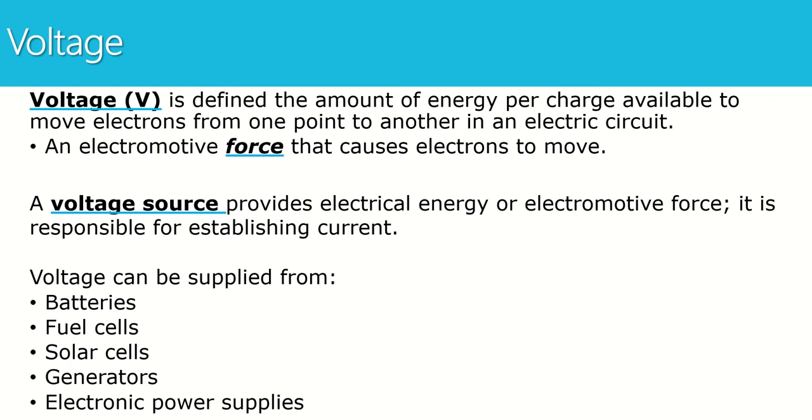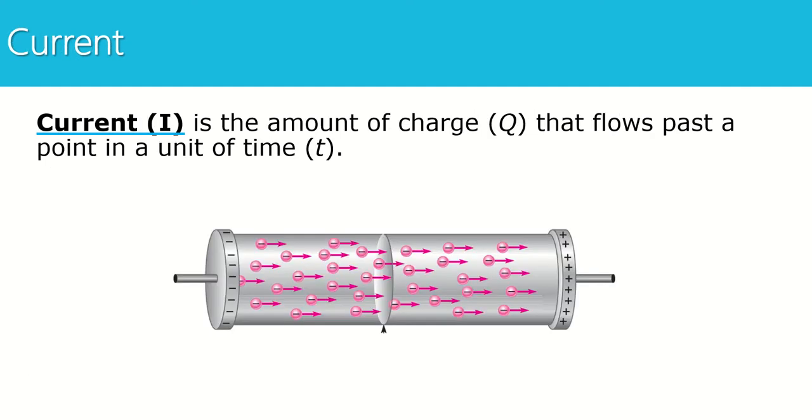So voltage is defined as the amount of energy per charge available. And voltage is what moves electrons from one point to another in an electric circuit. It's an electromotive force that causes electrons to move. A voltage source provides that electrical energy or that force, and it is responsible for establishing current. Voltage can be supplied from batteries, fuel cells, solar cells, generators, or electronic power supplies like in our labs on campus. Current is the amount of charge that flows past a point in a unit of time.